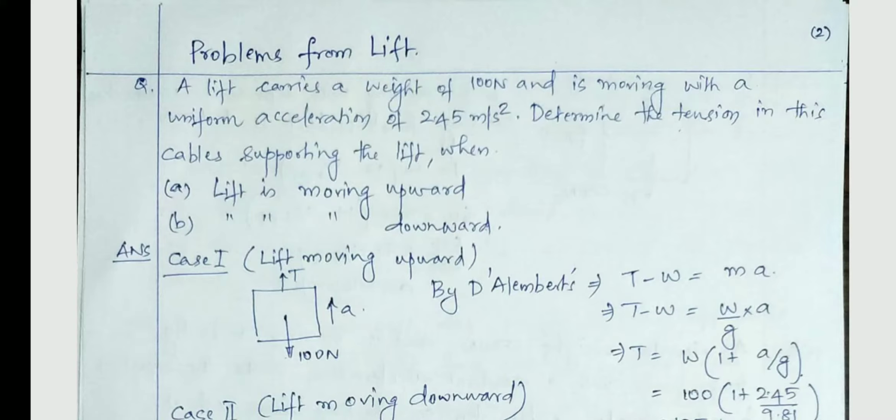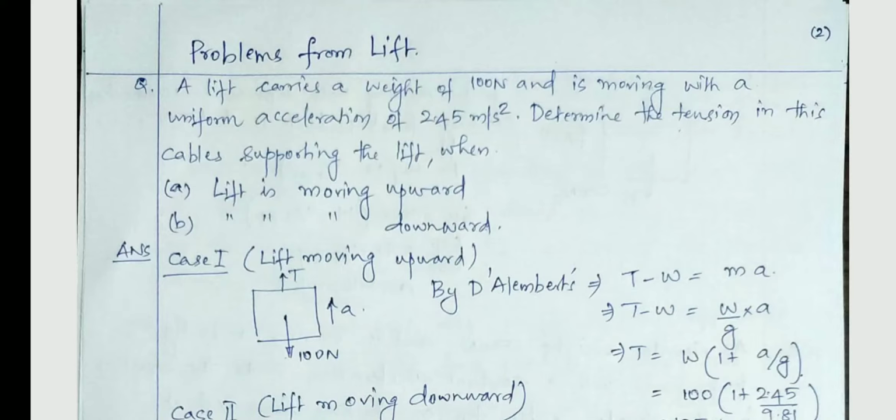You may be familiar with this because you have studied this in the earlier plus 2 and all, but get familiarized with how to do these problems using D'Alembert's principle also. So we'll start. The first question is, a lift carries a weight of 100 Newton and is moving with a uniform acceleration of 2.45 meter per second square. Determine the tension in the cable supporting the lift when the lift is moving upwards and the lift is moving downwards.